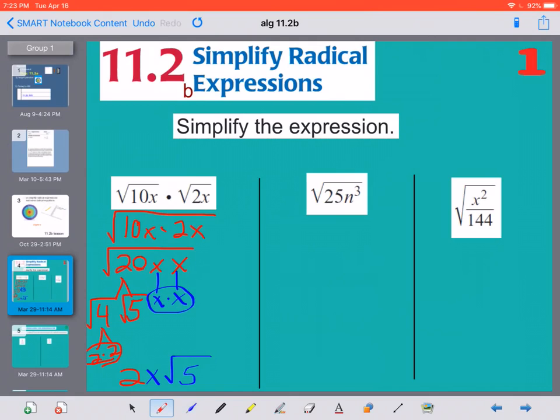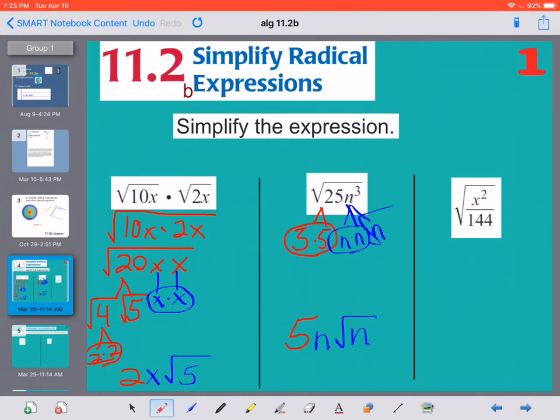Next one, 25, that can be split up into 5 times 5. So that's a pair, so I'm going to write that down here, 5. Then n can be split up 3 different ways. So n, n, and n. I see one of my pairs there. It's going to be n. What I have left is just a single n, so I'm going to have the square root of n.